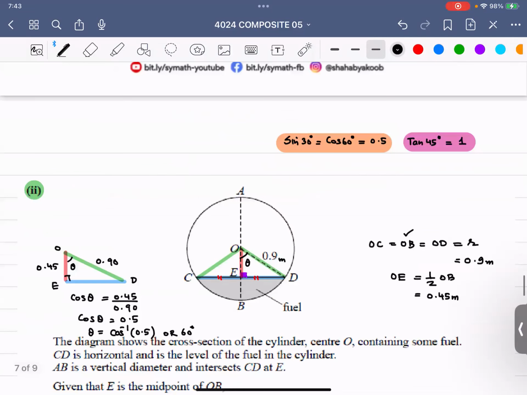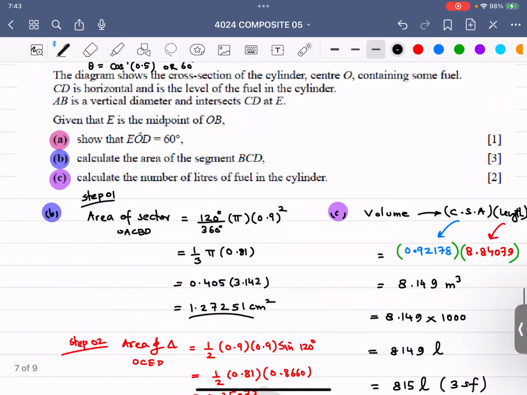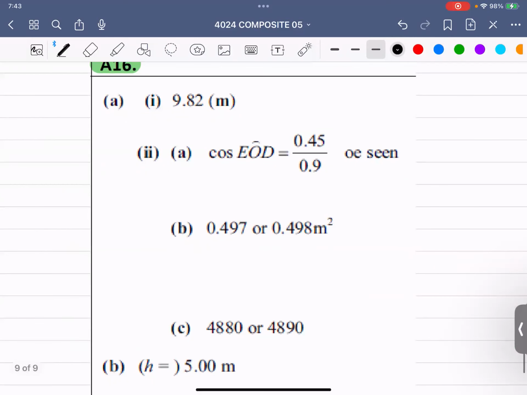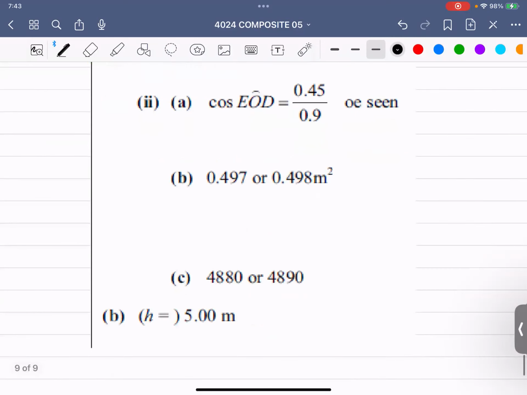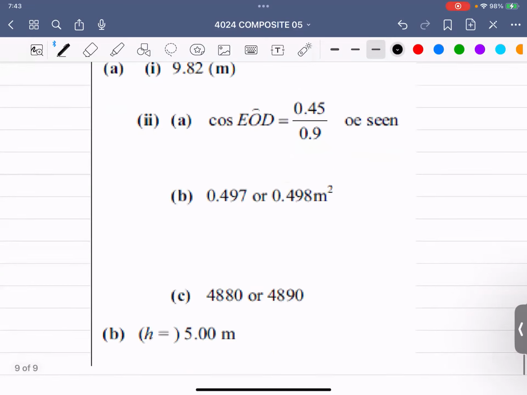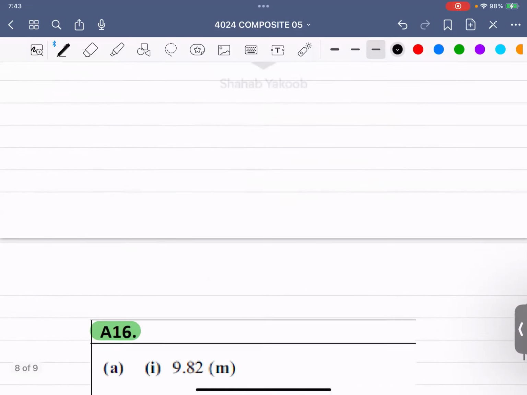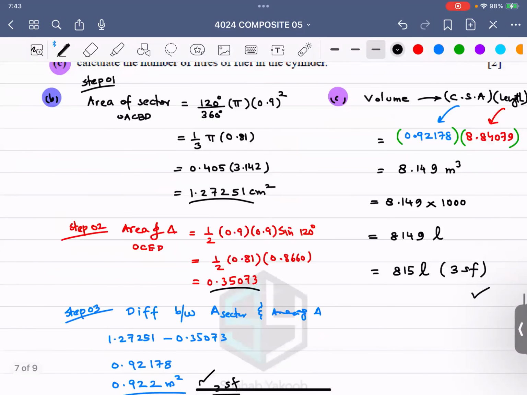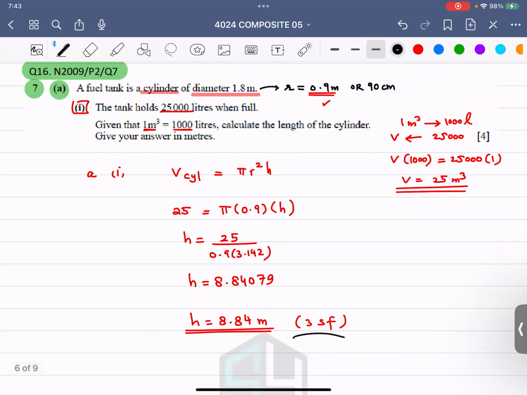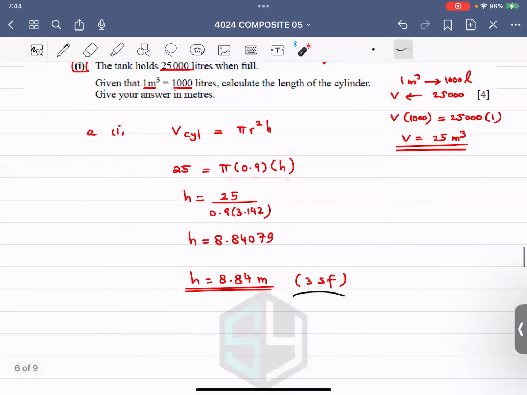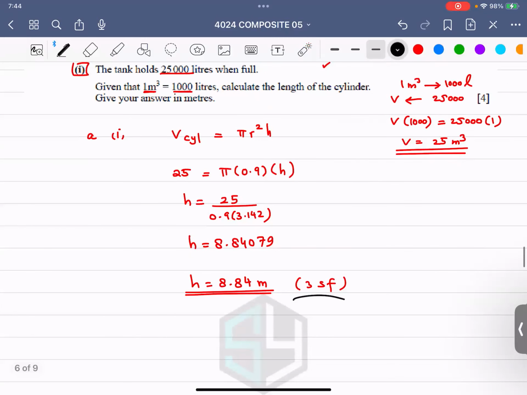So now let's double check the working. There is part B left. Let me first double check this. Okay. Fuel tank is a cylinder of diameter 1.8, radius is 0.9, 25,000 liters, that is correct. This is pi r square h. Okay, I made a small mistake. I forgot to put the square over here. Put the square over here.